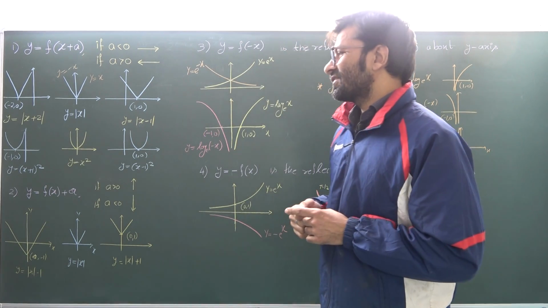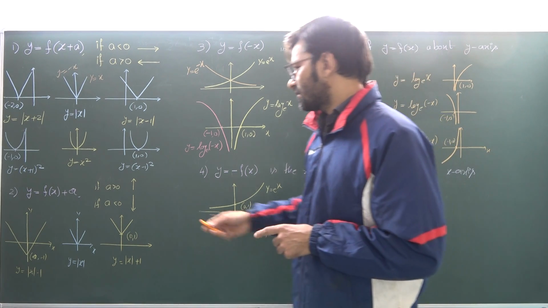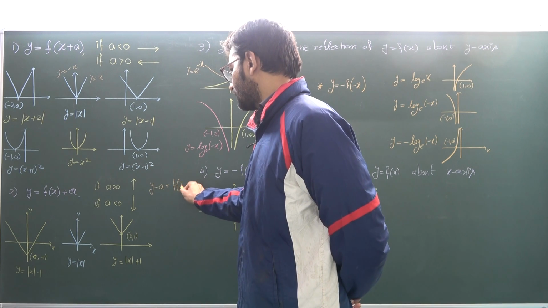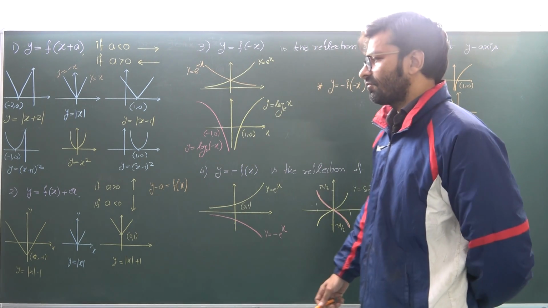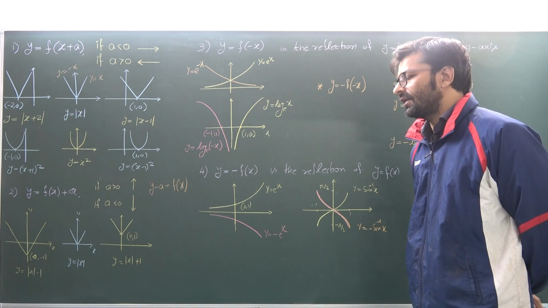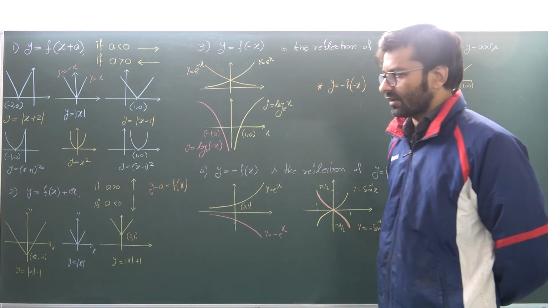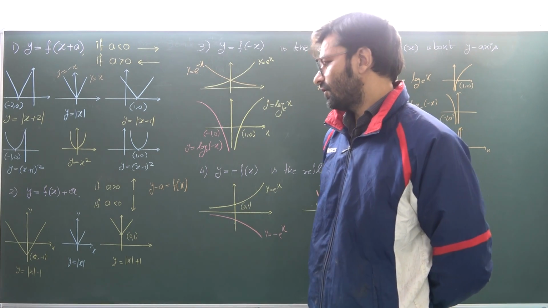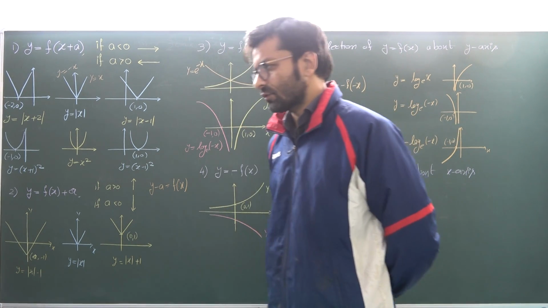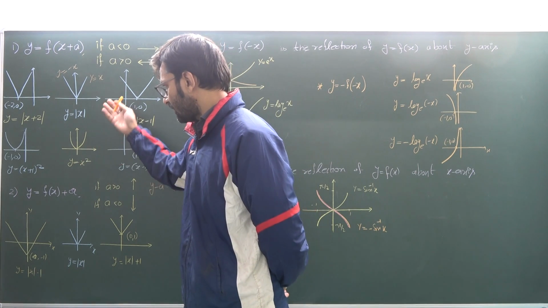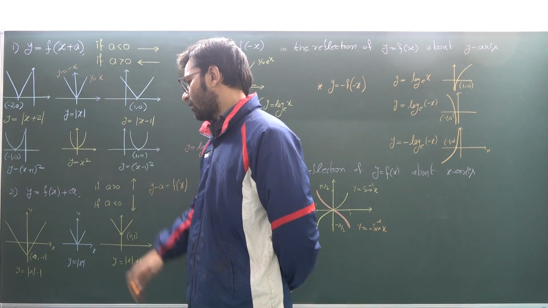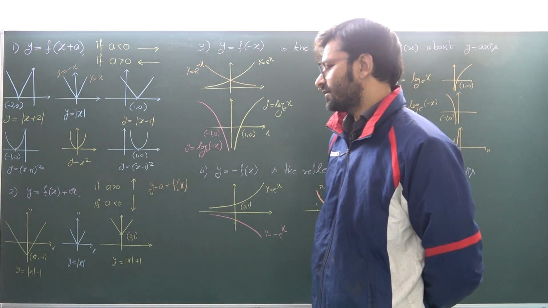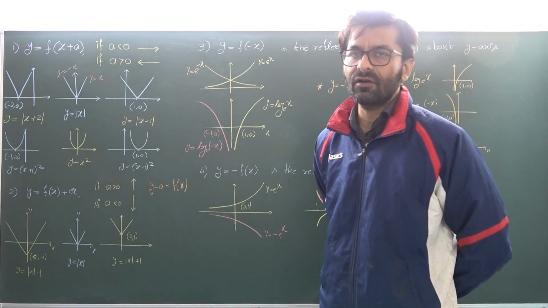Second case, y equals f(x) plus a. In fact, this is transformation of y, and it will lead to translation along the y axis. So y equals mod of x is this V. If you say y equals mod of x plus 1, likewise, like earlier, we put x equals 0 and look at the y coordinate. Here, x equals 0 gives the y coordinate as 1.